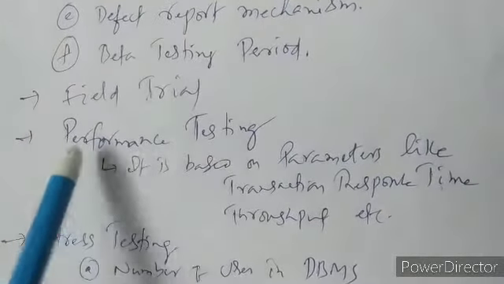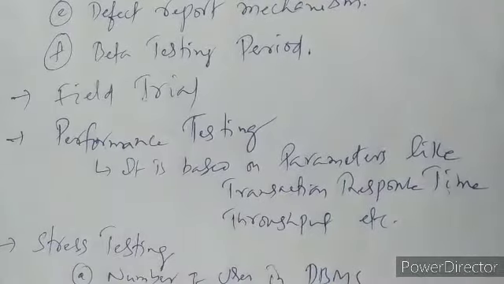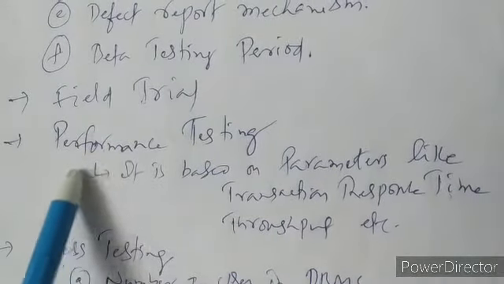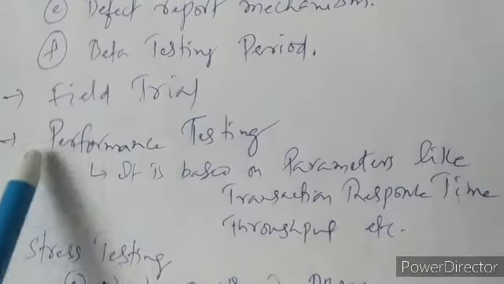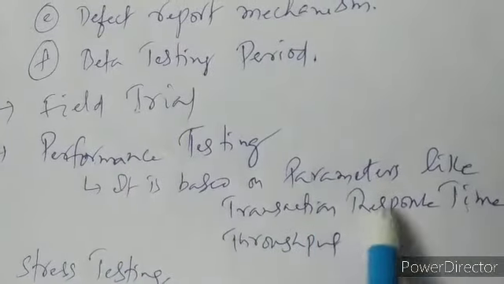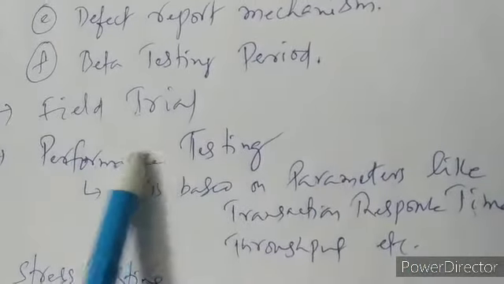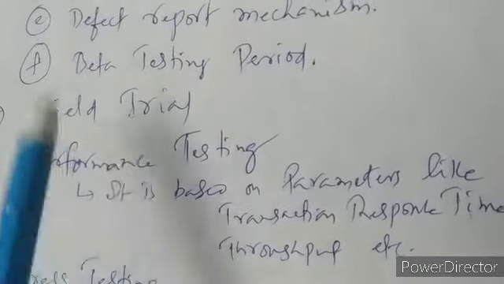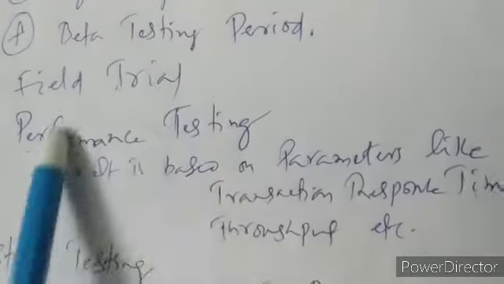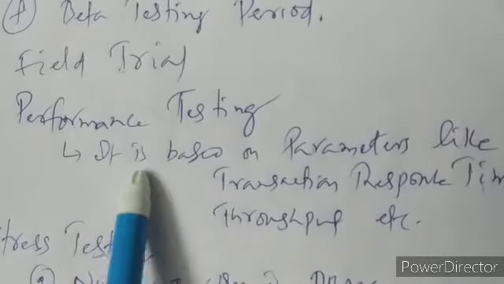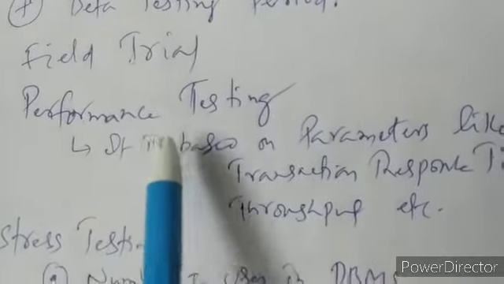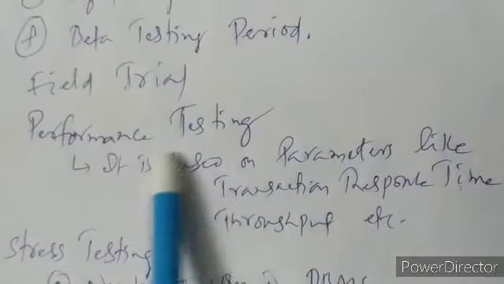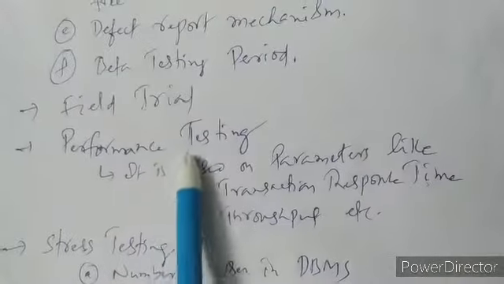Coming to the next one, performance testing. Here performance testing is completely based on some set of parameters. If we are using database type projects, we use a parameter like transaction response time, that is, what response time the software is giving. And for CPU execution type projects, what throughput we use to test the software or the computer. This is about performance testing.